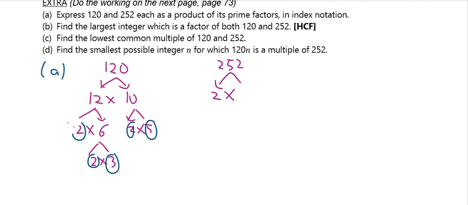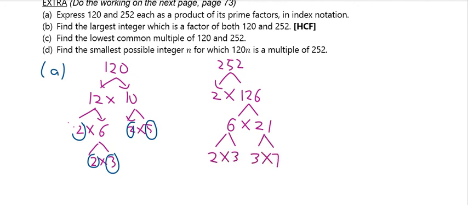So 2 times 126. I will proceed. And then here I will have, we'll just use a number 6. So 6 times 21. So 6 can be split into 2 times 3, and then 21 can be split into 3 times 7. So you will have prime factors of 2 times 2 times 3 times 3 times 7.